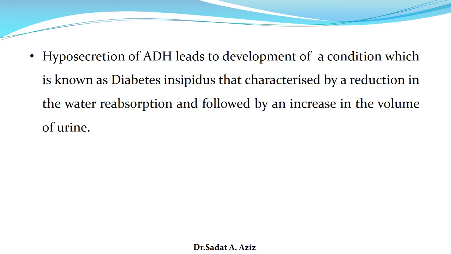So, this is the last slide. Hyposecretion of antidiuretic hormone leads to the development of a condition which is known as diabetes insipidus, which is characterized by a reduction in water reabsorption followed by an increase in the volume of urine. I think we mentioned this condition quite a lot in the previous slides, when we talked about the causes of diuresis or polyuria, okay?